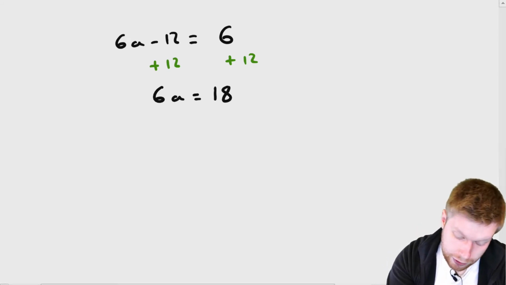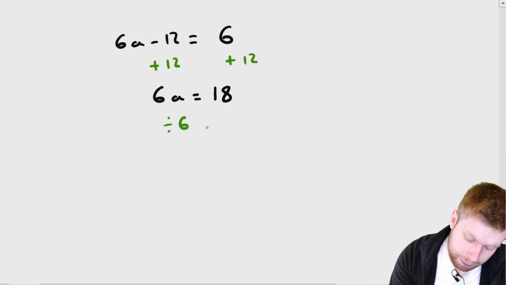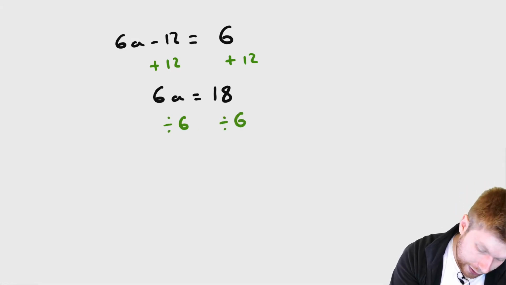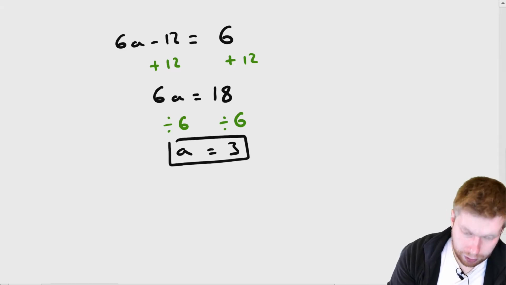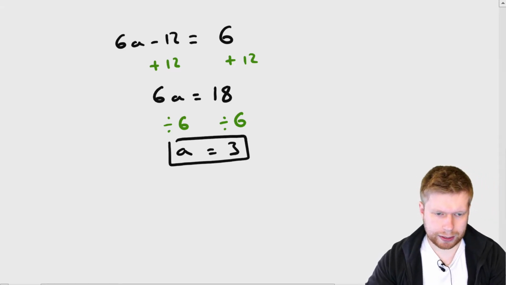All right, fine. What's left to do now? Well, I need to divide both sides by 6 in order to get rid of that 6a. So I'm just going to be left with a here and 3 here. There's my final answer. Okay, so hopefully that makes sense.